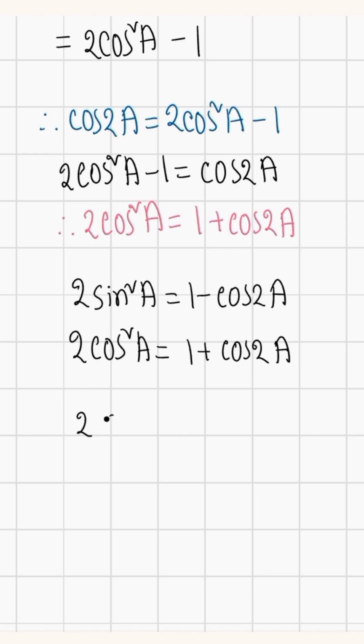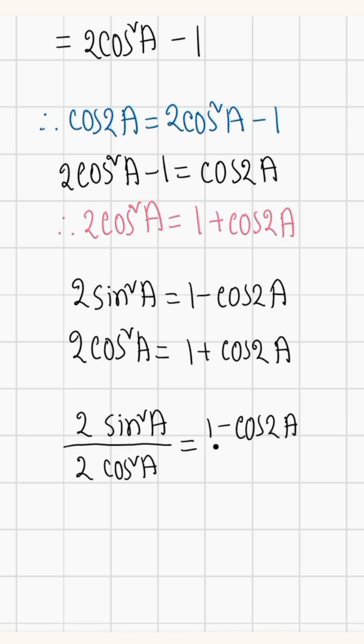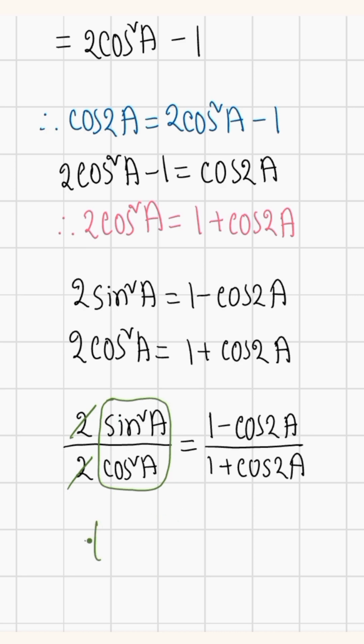তাহলে 2 sin²A divided by 2 cos²A = (1 − cos 2A) divided by (1 + cos 2A). এখানে 2 2 কাটাকাটি যায় এবং sin²A by cos²A এর মান হচ্ছে tan²A = (1 − cos 2A) divided by (1 + cos 2A).